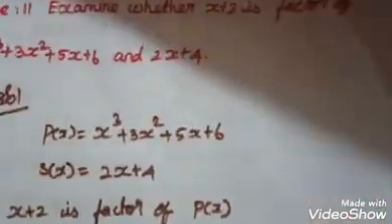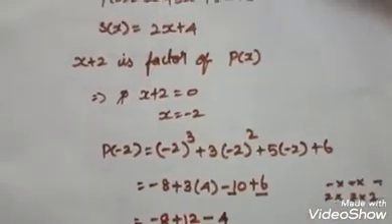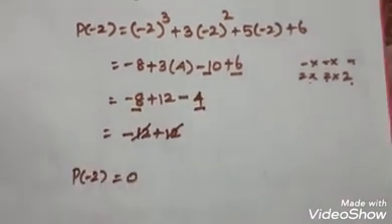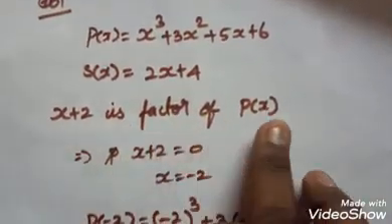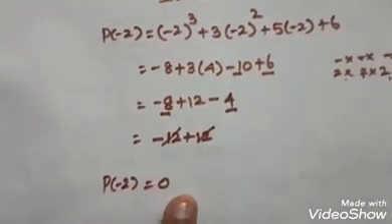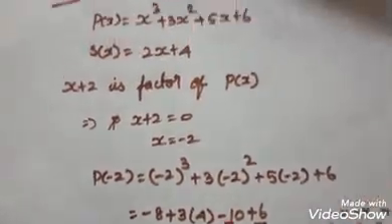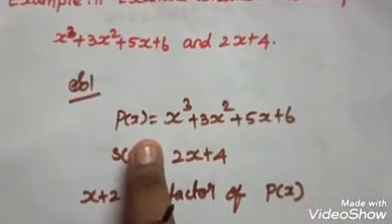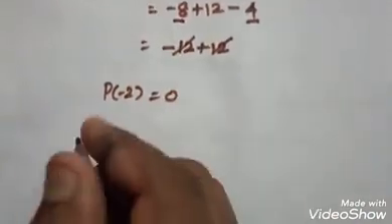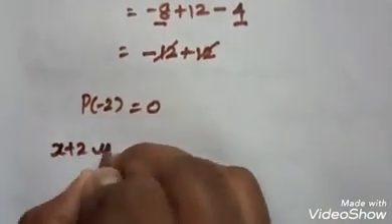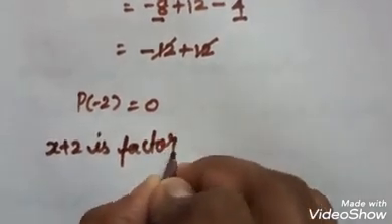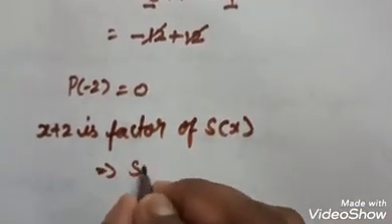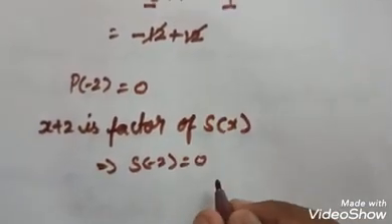What is the factor theorem? x plus a is a factor of p of x if p of a is equal to 0. In the same way, x plus 2 is a factor of p of x if p of minus 2 equals 0. Now in the same way, we have to find out whether x plus 2 is a factor of s of x. Now I take x plus 2 is a factor of s of x, which implies s of minus 2 equal to 0. We have to prove that.